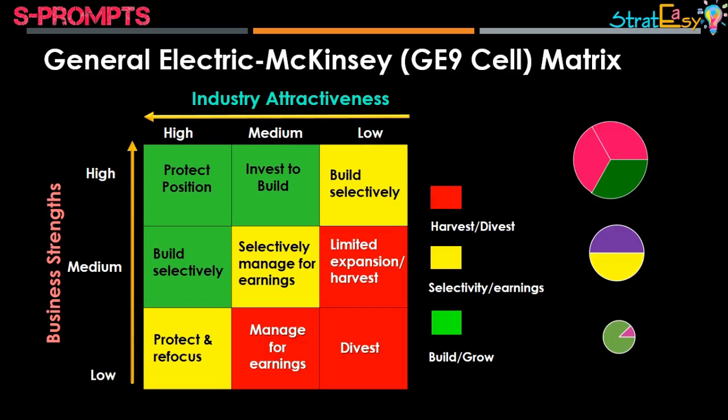The products or segments which will be positioned on the GE 9-cell matrix are shown with different sizes of circles. The larger the size of the circle, the larger the market size or number of customers present in that market, and vice versa. Then within that market, our market share is also shown on the same circle. Like in the first large circle, the green part indicates our market share in that market and the pink color shows the market share of the rest of the competitors, and so on.